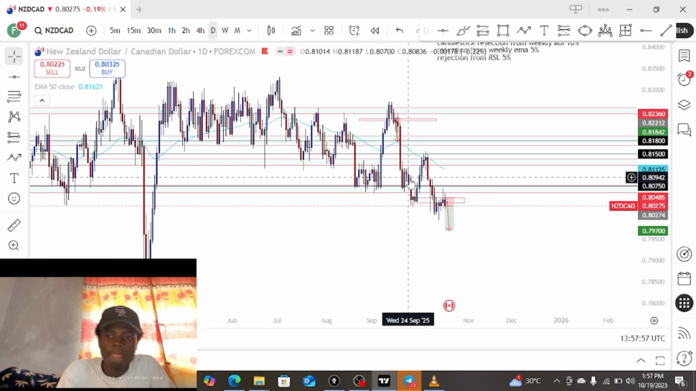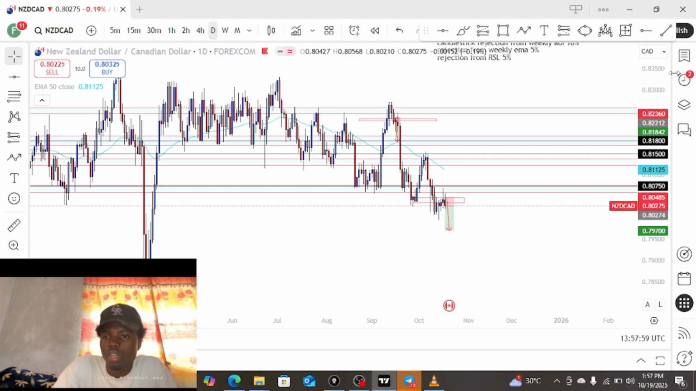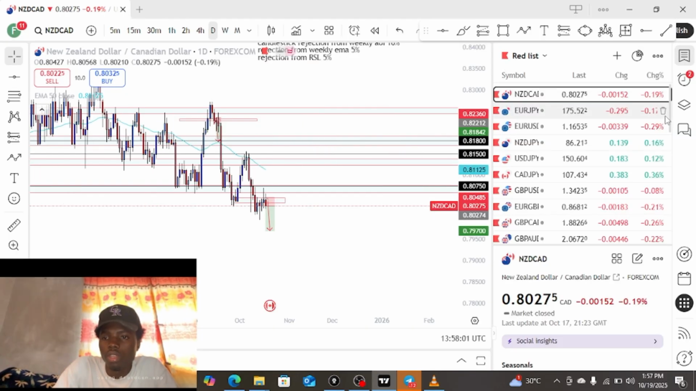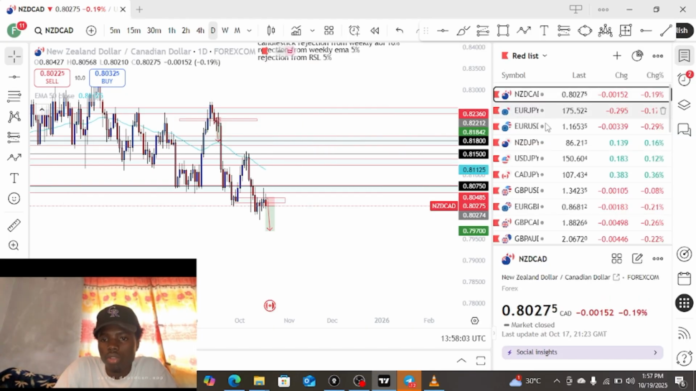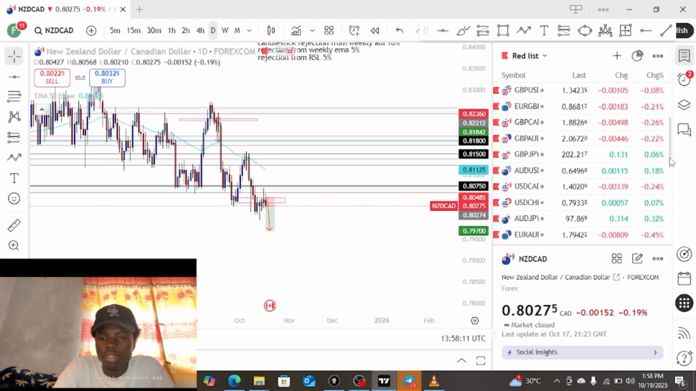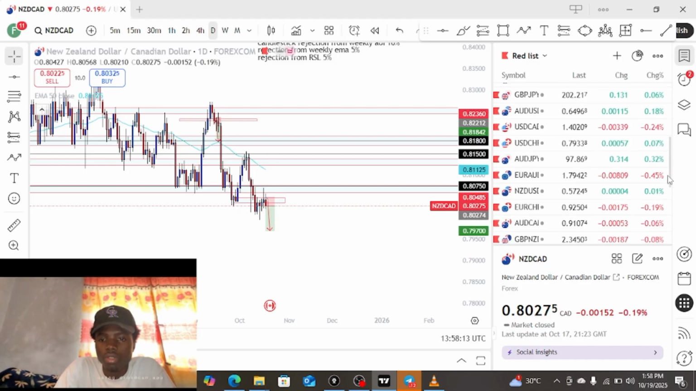So guys, these are the pairs I'm looking forward to trading this week: NZD JPY, Euro JPY, Euro USD, NZD JPY, USD JPY, CAD JPY, GBP USD. Yeah, Euro JPY. So here they are.